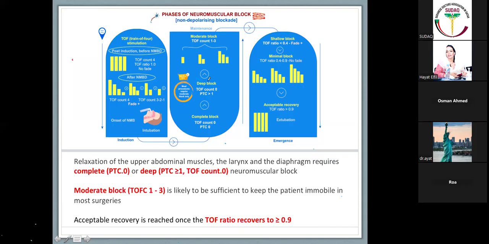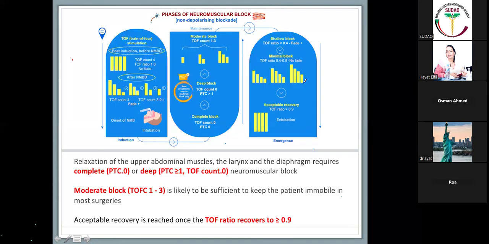So it starts recovering. Okay, and you can see the train of 4 count is coming back. We have 4 twitches now, and nearly now the T1 is kind of more complete. Still T4 is kind of small, maybe 50%, and then it will go to acceptable recovery time when the T4 ratio is more than 0.9, where you will consider extubation.